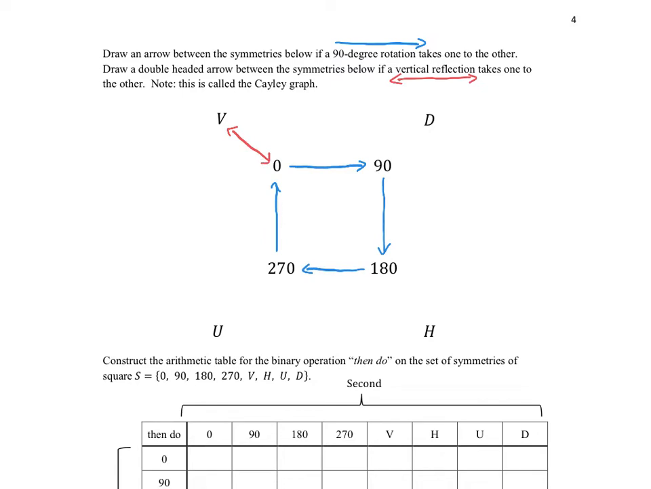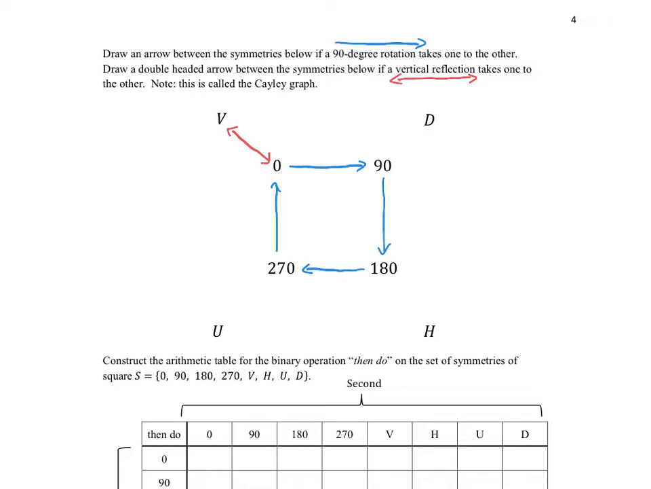So you might have to take out your square and play with different possibilities of performing the red arrow, which represents the vertical reflection, or the blue arrow, which represents the 90-degree rotation. See if you can fill in the rest of the Cayley graph by pausing the video now.